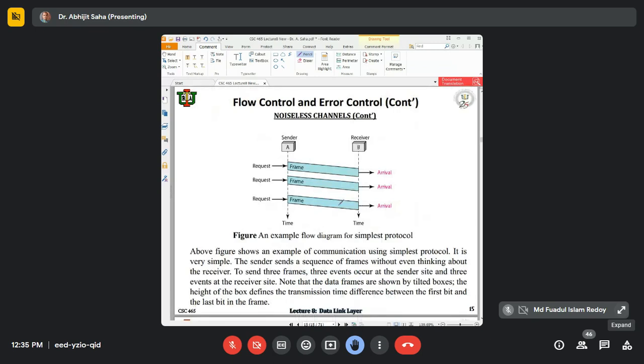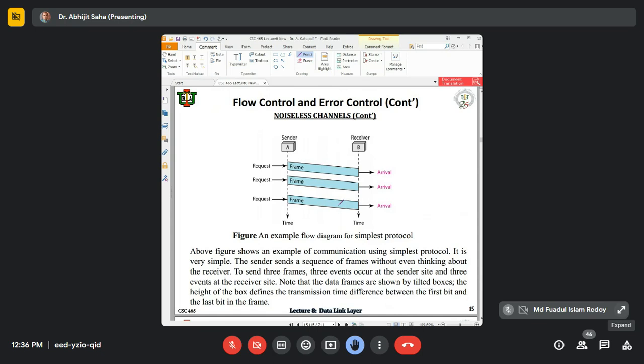So you can see that the sender is creating an event and sending the request for sending the frame, and the receiver is receiving this. And after some time, it sends another frame that is received by the receiver. And after some time, it sends another frame. So the sender sends the frame to the receiver, and it does not expect any type of acknowledgement here, because the channel is noiseless. Okay, so that is the simplest protocol. Is it clear?